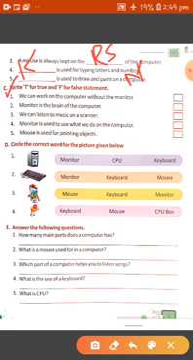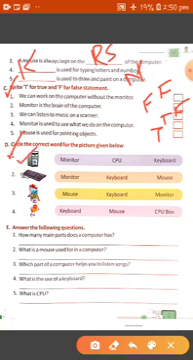Next, write T for true and F for false statements. We can work on the computer without the monitor. False. Monitor is the brain of the computer. False. We can listen to music on a scanner. False. Monitor is used to see what we do on the computer. True. Mouse is used for pointing objects. True.